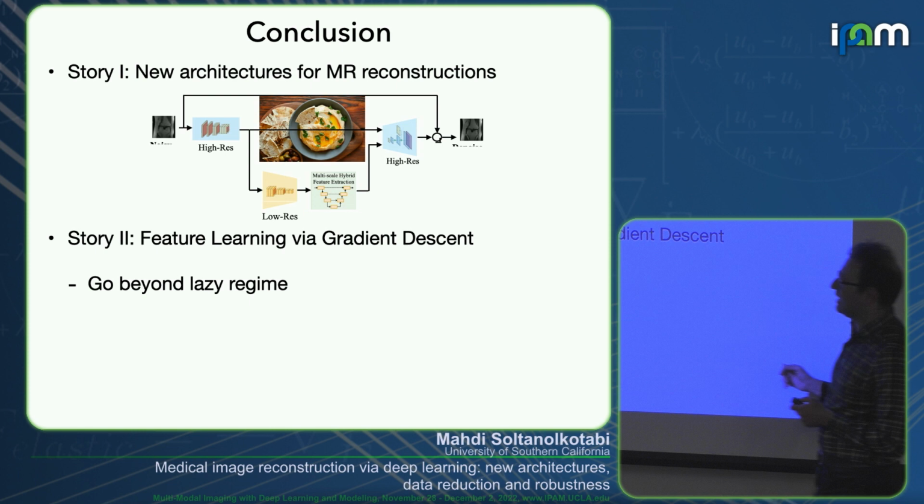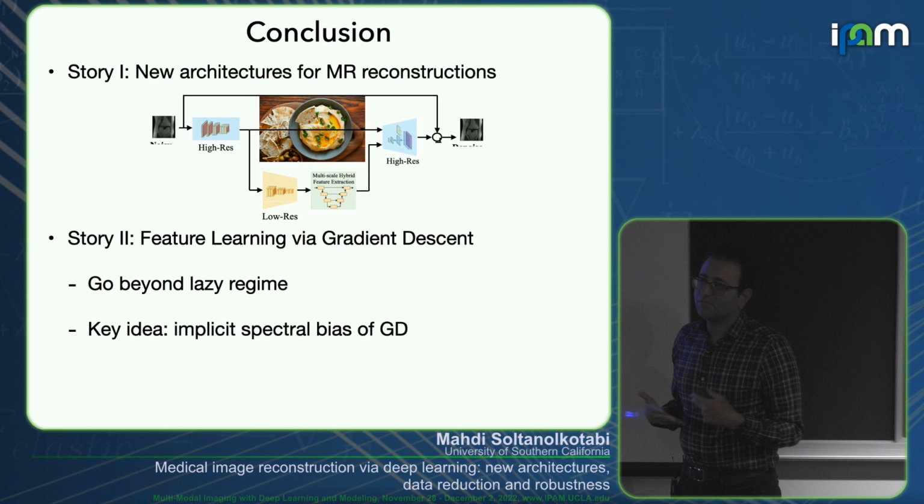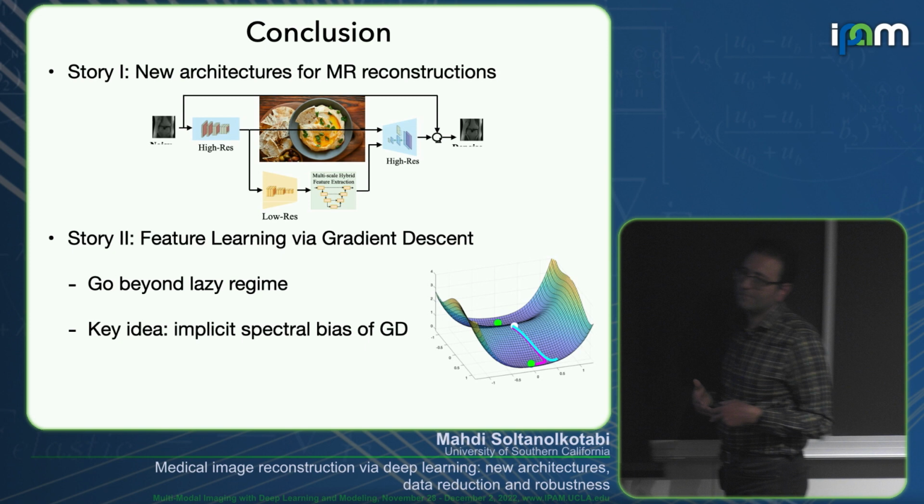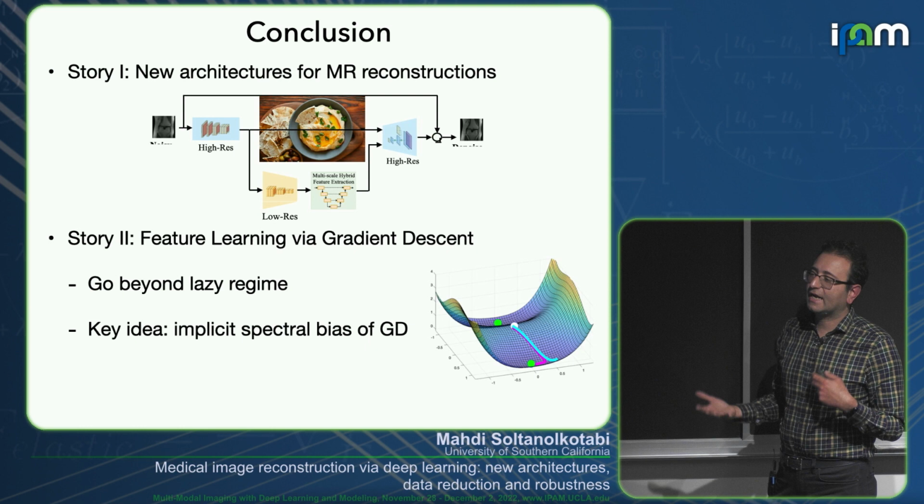And the key idea was that somehow the trajectory of gradient descent is very particular. It's actually very intimately related to the power method on certain matrices and tensors. And this is what you can exploit to characterize the generalization behavior of neural networks.